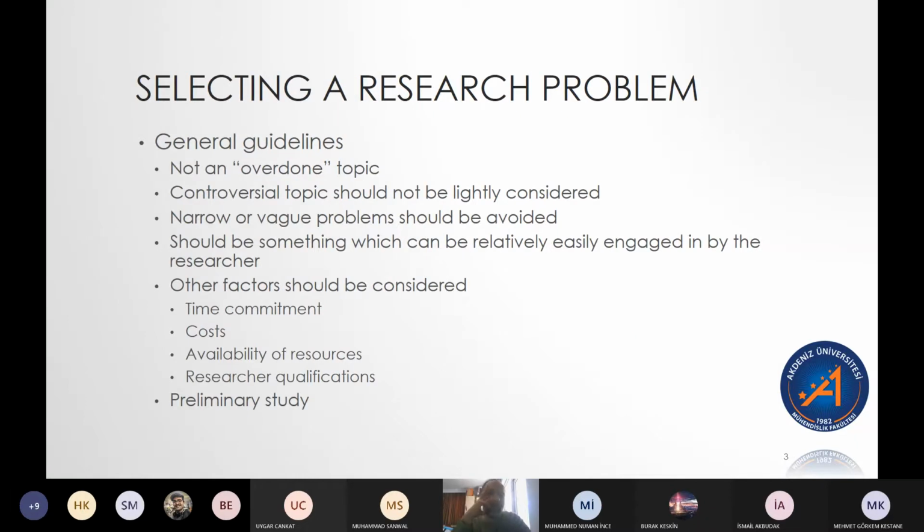As for selecting a research problem, especially for those of you who have not already put yourself into a particular research area, if you're still considering what research area, what problem should I study, should I write a thesis on, these are just some general guidelines that are presented here. One is you don't necessarily want to have an overdone topic.